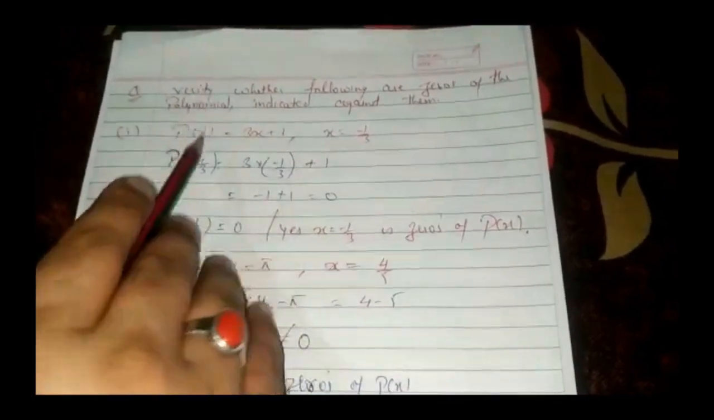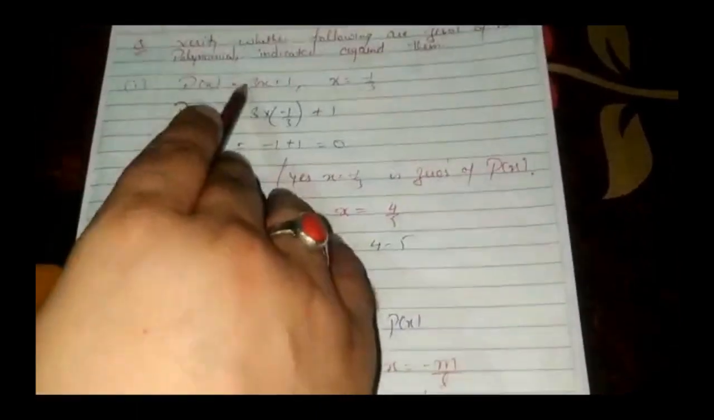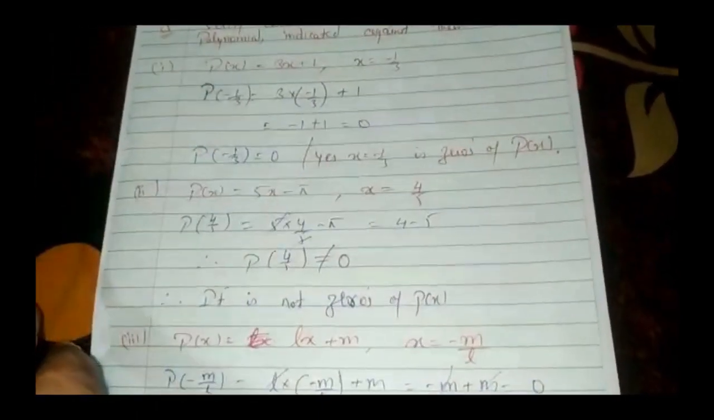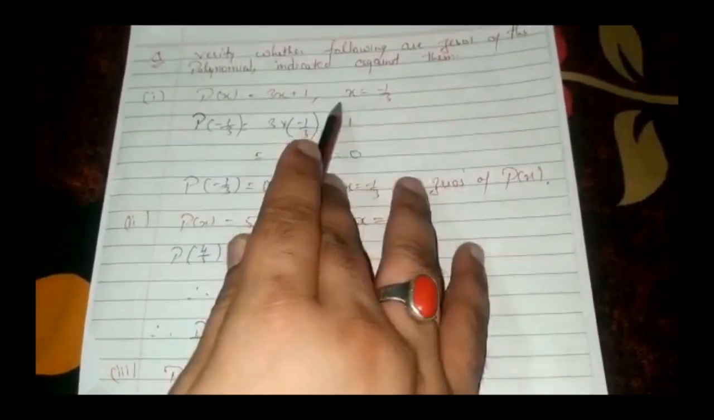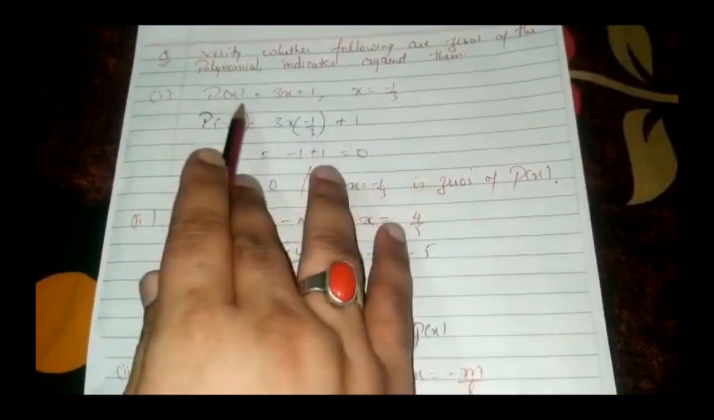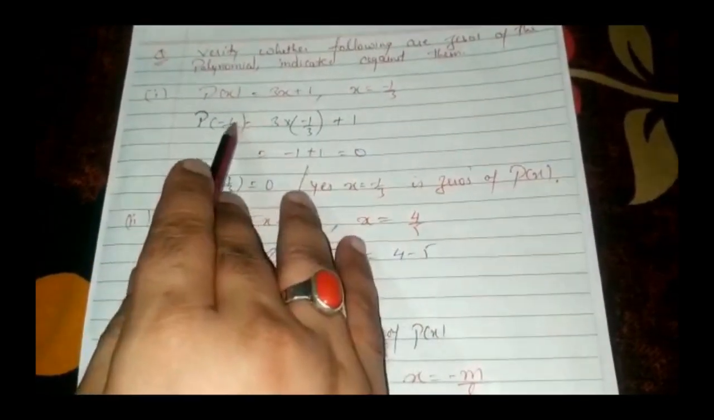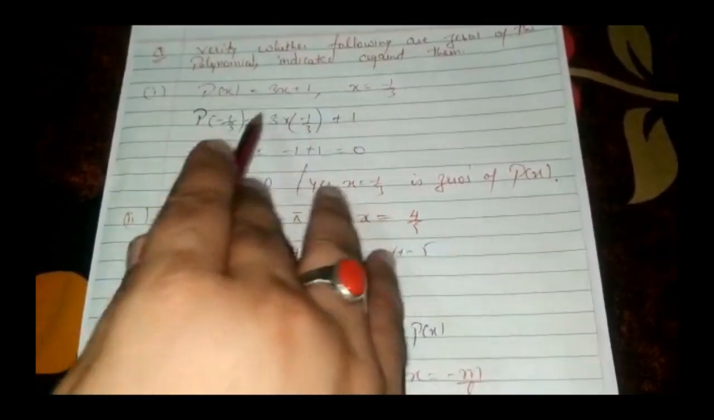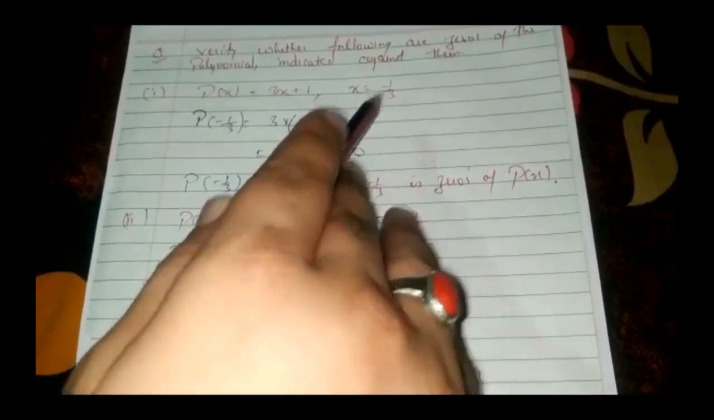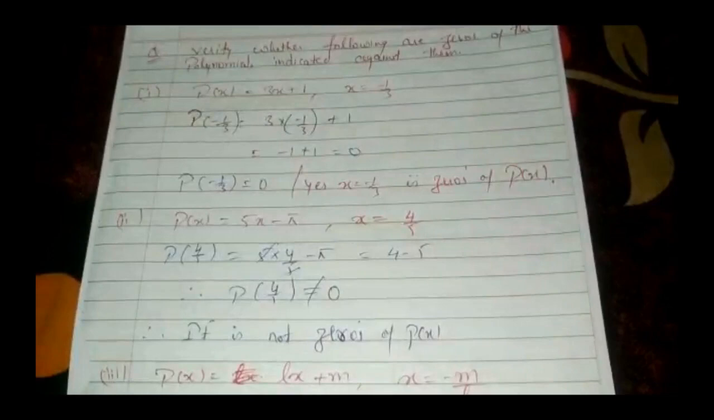Let us check how. Suppose p of x is the polynomial given in our question, that is 3x plus 1, and x equal to minus 1 by 3. Whenever we put x equal to minus 1 by 3, the value indicated against that polynomial, and we get the value of the polynomial equal to 0, then we can say that yes, this is a zero of that particular polynomial.